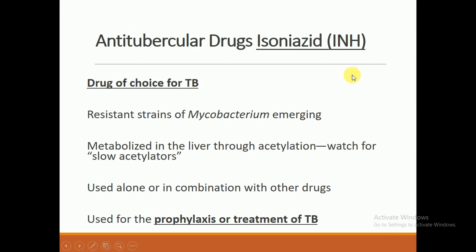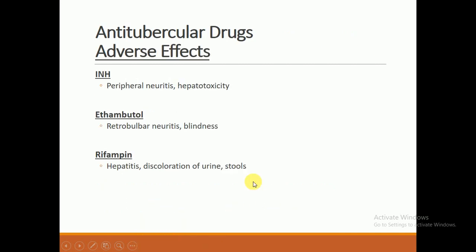Anti-tubercular drugs: isoniazid, INH. You know that this is the drug of choice for tuberculosis. Resistant strains of mycobacterium are emerging. It is metabolized in the liver through the process of acetylation, so watch for slow acetylators. It is used alone or in combination with other drugs, for the prophylaxis or treatment of TB.